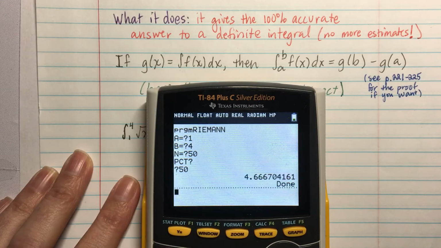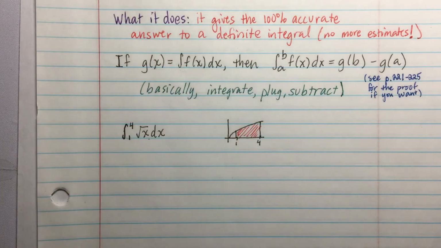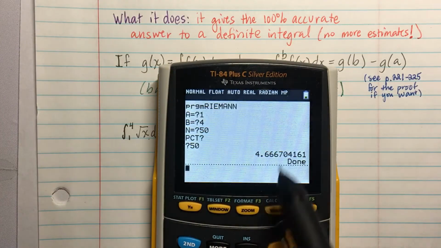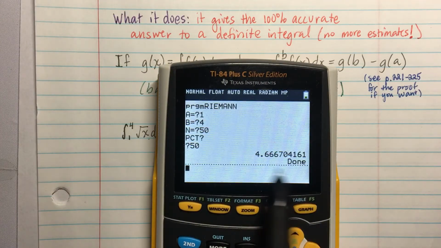So it thinks about it. 4.6667. So remember that number, see if we see it again. Hopefully we do. Knowing this is a little off, you might even have a guess at what the exact answer is.